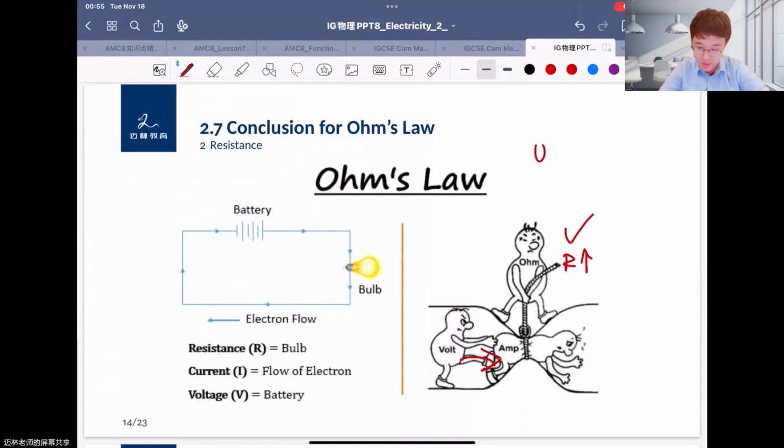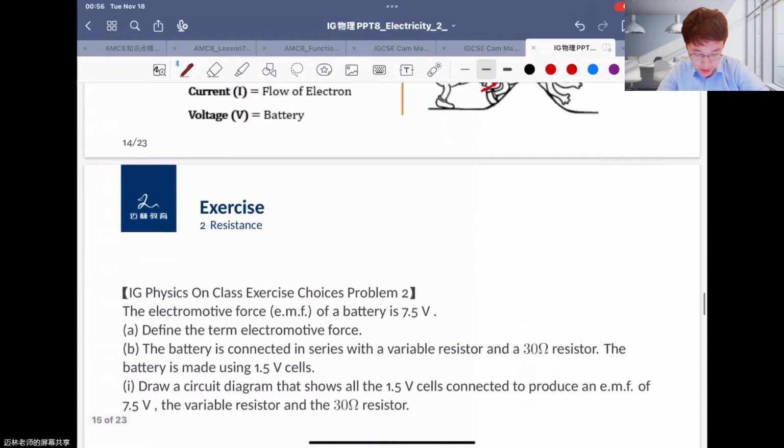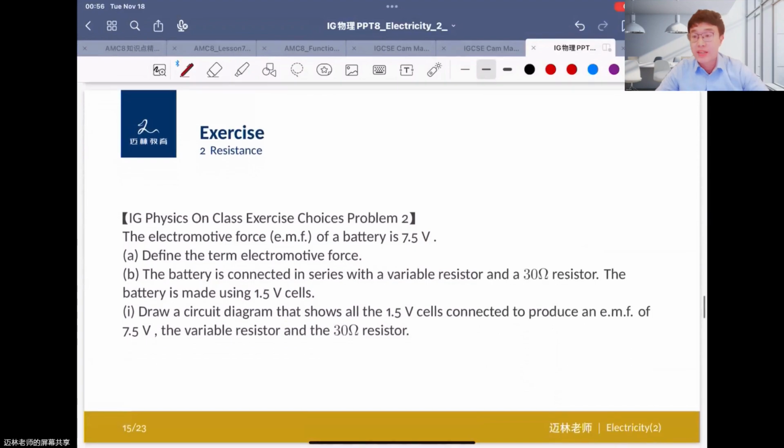So we can write down the formula U equals IR. When U is very big and R doesn't change, that means I must be very big. And if R is very big and U doesn't change, that means I must be very small to make the total product equal to the same value. Okay, so let's move into the exercise, please.